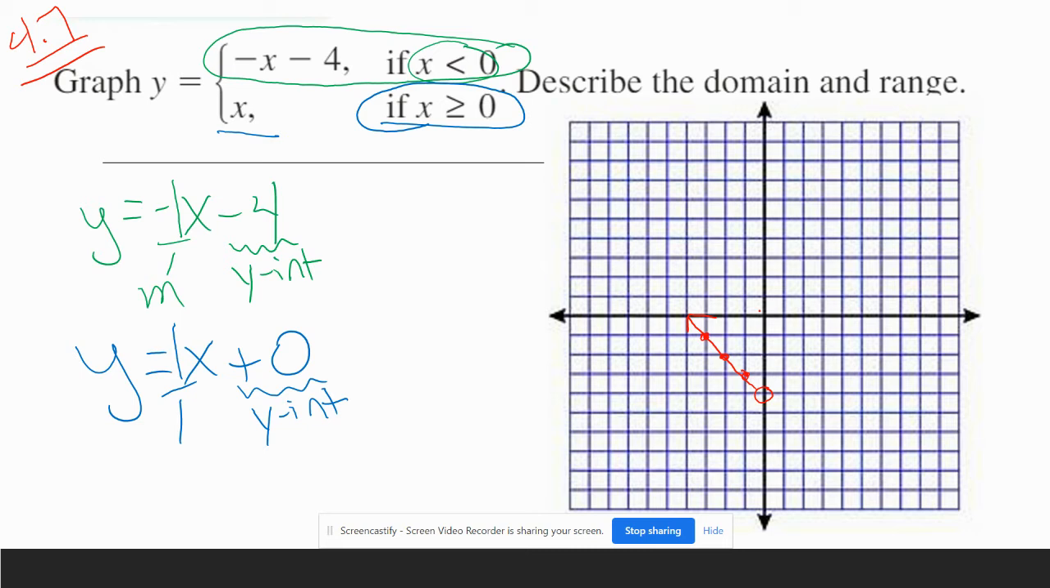So I come back to my graph, and this time, because it's equal to, we fill in the 0 y-intercept, and then we use our slope of up 1, right 1, up 1, right 1, up 1, right 1. And there's the second equation. It makes this our piecewise graph. We will talk about domain and range in class.